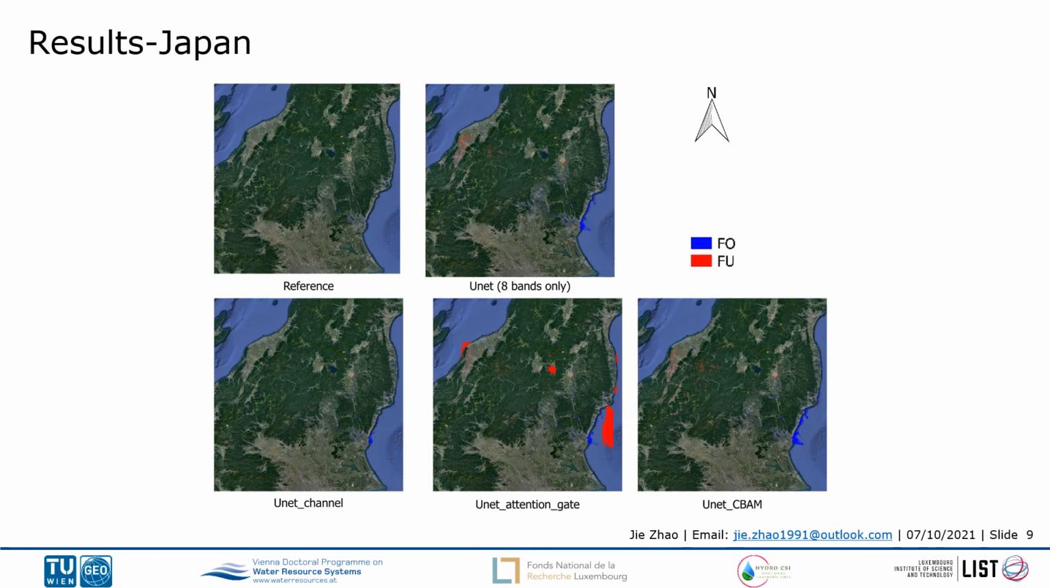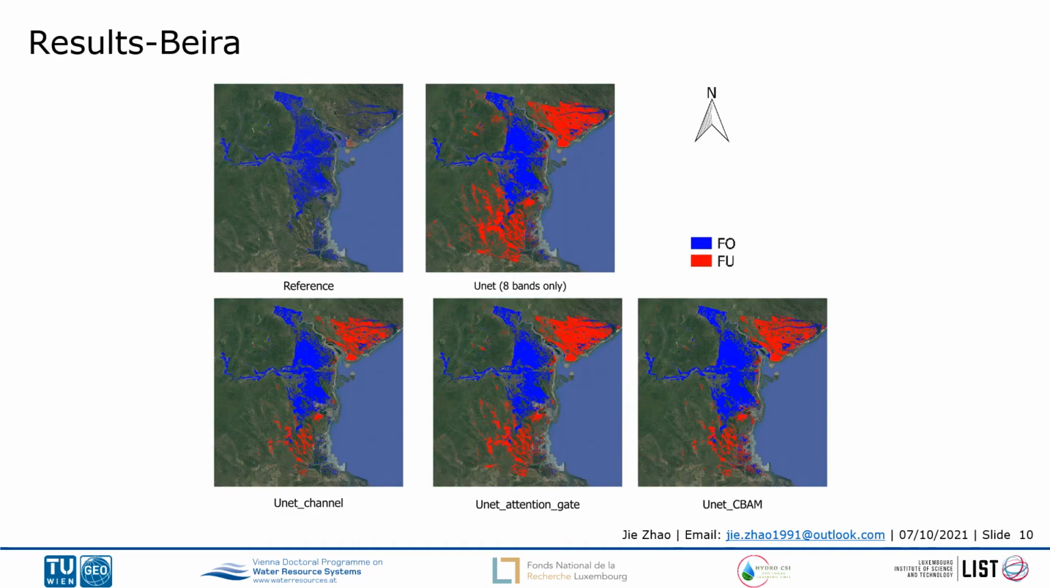A similar phenomenon can also be observed in the Japan study site. As you can see, the UNet with the channel attention generated a flood map with less over detection of the flooded urban areas. When it comes to the Beta case, it is even more clear that even though the UNet with the channel attention has less over detection, all of these four deep learning methods cannot provide satisfying flood maps since the over detection of the flooded urban areas exists.